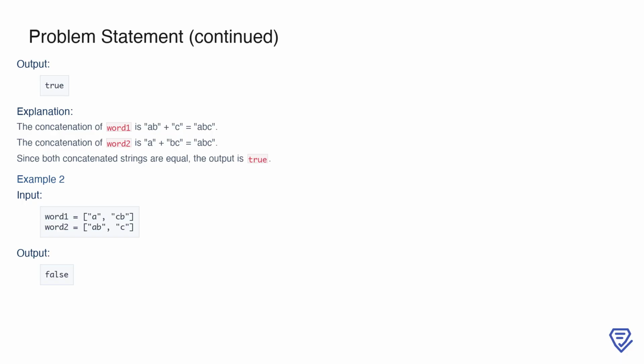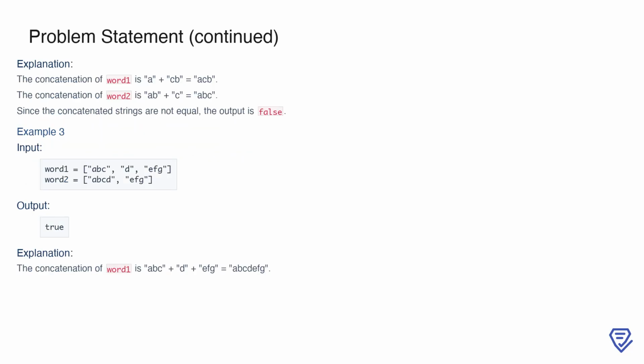Another example is where word1 is ["A", "CB"] and word2 is ["AB", "C"]. Here, concatenating word1 produces A plus CB, which is ACB, while concatenating word2 produces AB plus C, which is ABC. Since these two strings are different, the output is false.